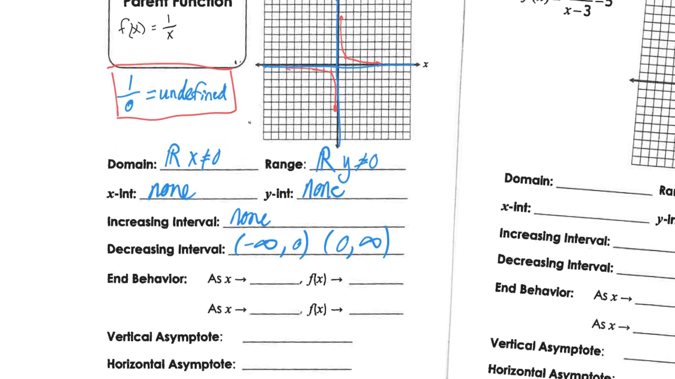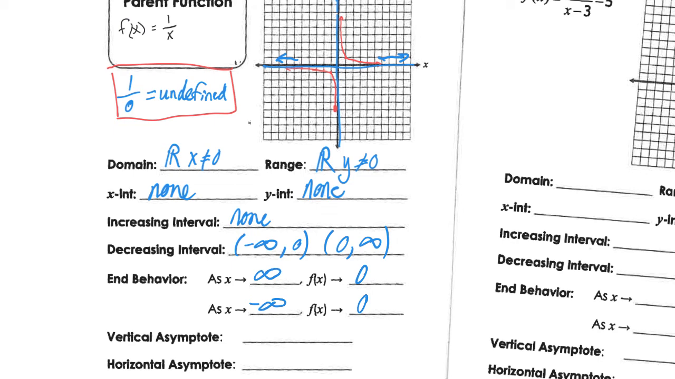So the end behavior, as x goes to infinity, where does the function go? So as x goes really far to the right, the graph gets really close to 0. Right? So we just say it approaches 0. And then in the other direction, as x goes to negative infinity, as x is going to the left, the function is also getting really close to 0.